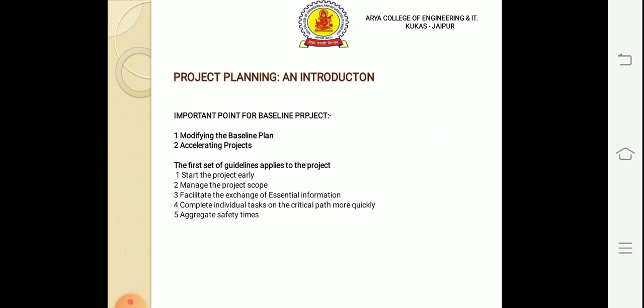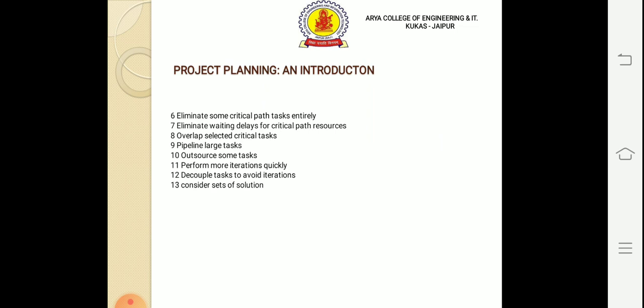Aggregate safety times. Eliminate some critical path tasks entirely. Eliminate waiting delays for critical resources. Overlap selected critical tasks. Pipeline large tasks. Outsource some tasks. Perform more iteration quickly. Decouple tasks to avoid iteration. Consider sets of solutions.